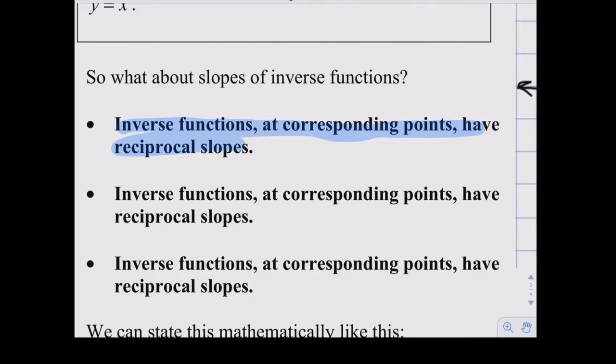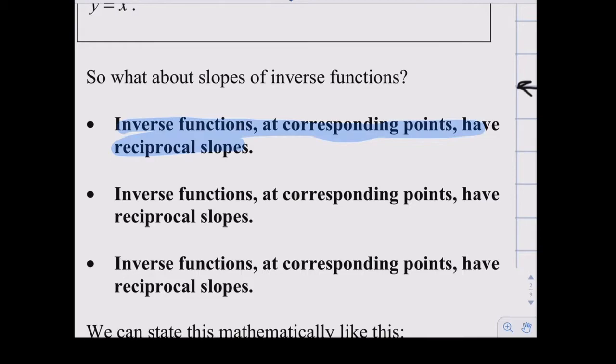Do they have opposite reciprocal slopes? Just reciprocal slopes. When do two things have opposite reciprocal slopes? When they are perpendicular to each other. But if they're inverses, they have just reciprocal slopes where? At corresponding points. So you can shuffle the word order around, right? It's the beauty of sentence structure.